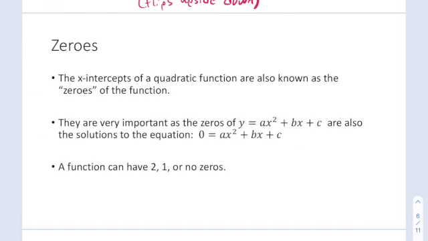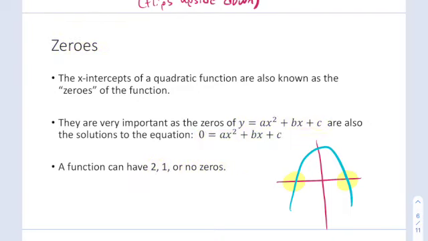Now in a moment we're going to put those ideas together and start doing some problems, but before that I want to talk about zeros. The x-intercepts of a quadratic function are also known as the zeros of that function. So what we're talking about are these spots where the graph crosses the x-axis. These are really important as they actually line up with the answers to the equation 0 equals ax squared plus bx plus c. And as you'll see throughout our examples, a quadratic function can have 2, 1, or no zeros, depending on how it's positioned.